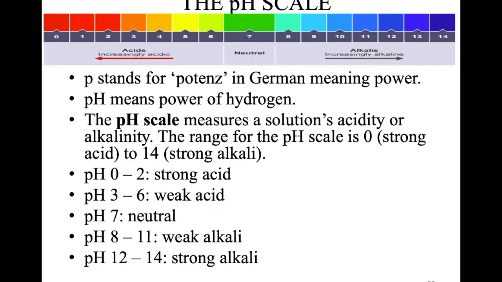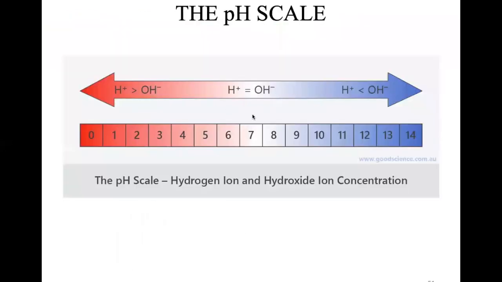Remember the colors also. So what happens? Why is it called neutral? It is called neutral because H positive ions are always equal to OH negative ions. OH negative ions indicate that they are basic in nature, and H positive ions indicate that they are acidic in nature. Okay, so neutral is 7, and H positive is always equal to OH negative.